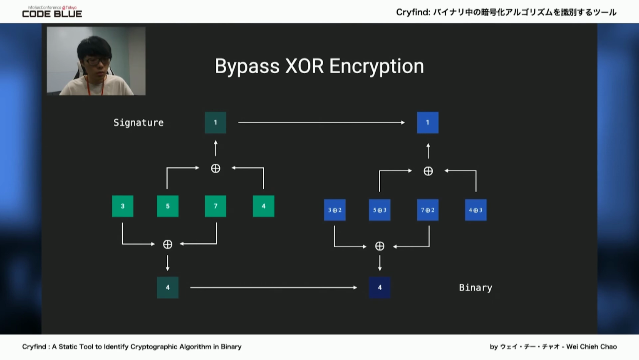In our tool Cryfind, we have implemented this algorithm with arbitrary key lengths. So you can try many different key lengths in the sample binary. But notice that if you use larger key lengths, your signature also needs to be larger. Otherwise, after calculating the XOR difference array, it will be too short.